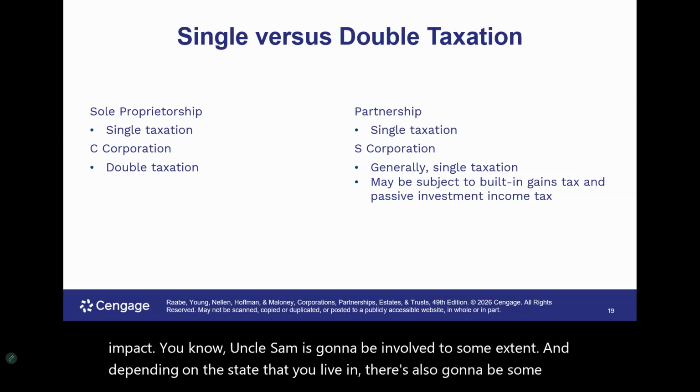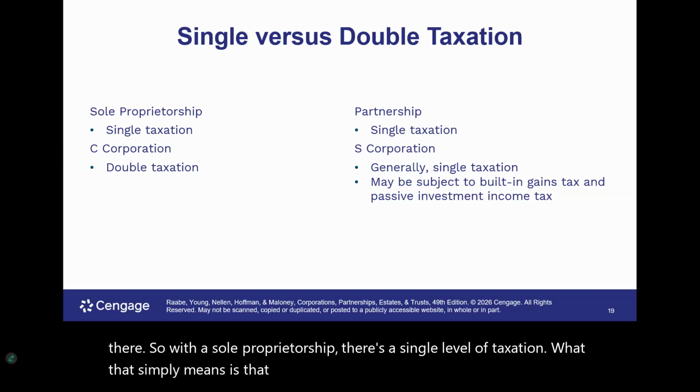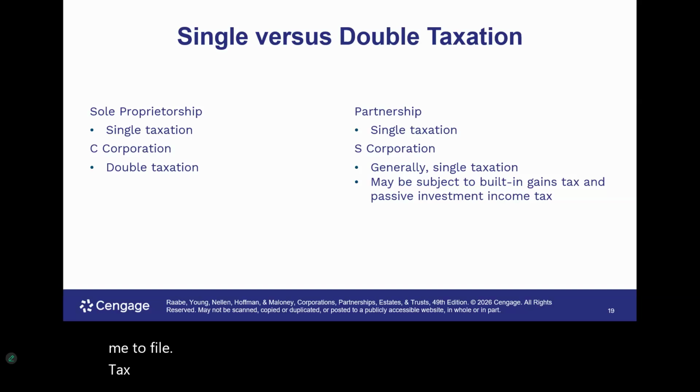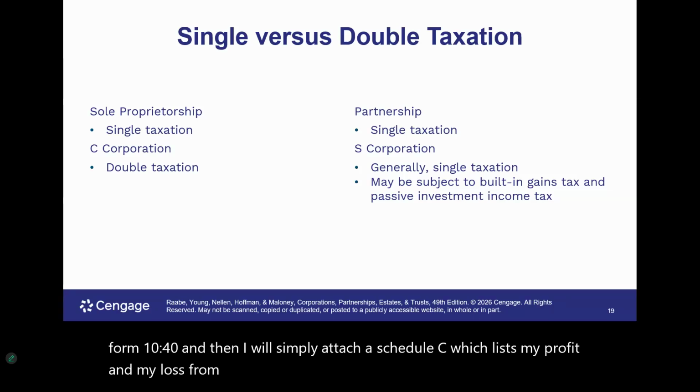So with a sole proprietorship, there's a single level of taxation. What that simply means is that I have my sole proprietorship. When it is time for me to file my tax return for myself individually, as well as my business, I'll file my federal Form 1040, and then I will simply attach a Schedule C, which lists my profit and my loss from my business. Easy, 1, 2, 3. Pretty simple, straightforward for the most part.